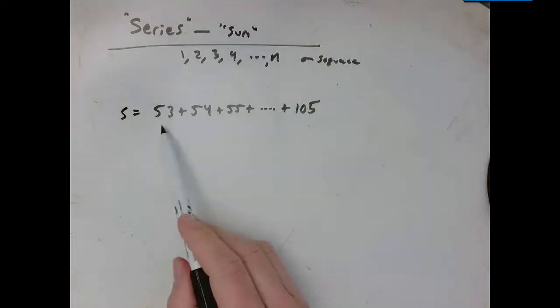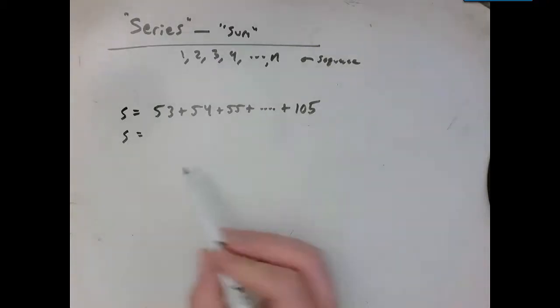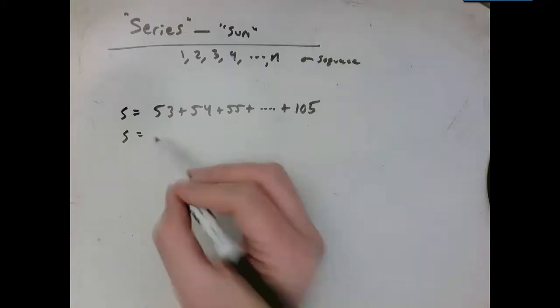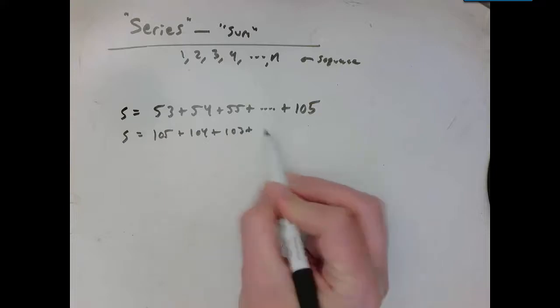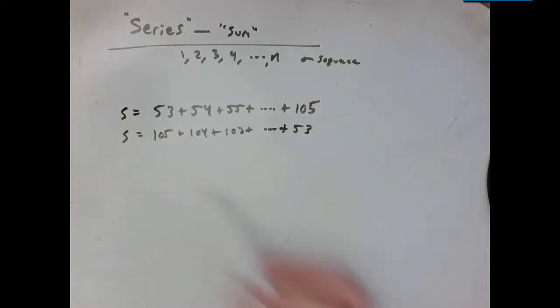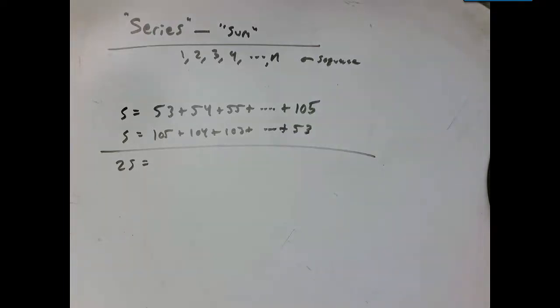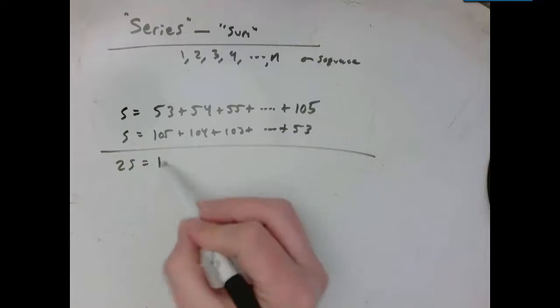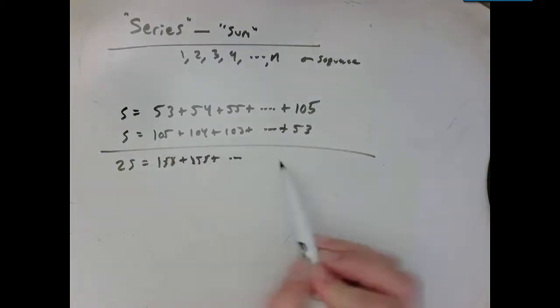Try this. Try to do the same approach for 53 up to 105. So if I wanted to use the Gauss approach, and this is not the only approach, we'll look at another one in a second. We'd have 105, 104, 103, blah, down to 53. So we're going to add it up. We'll have 2S equals, let's see, this is 158. And we have 158 a whole bunch of times.